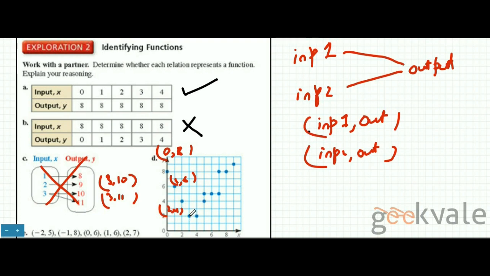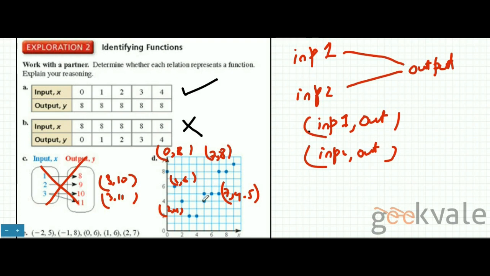Now here we have 3, 2 and 4, 2. This one is 5 is mapping to 4, and again 5 is mapping to 4.5. Right? For this one I have 7 is mapping to 4.5, so 7, 4.5. Another ordered pair I got for this one is 7, 8.